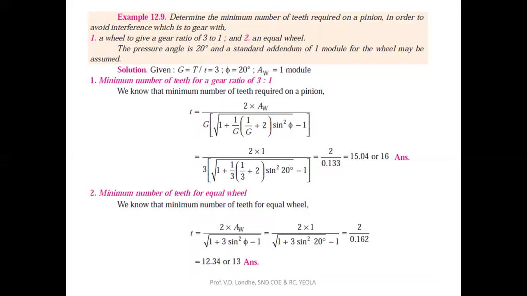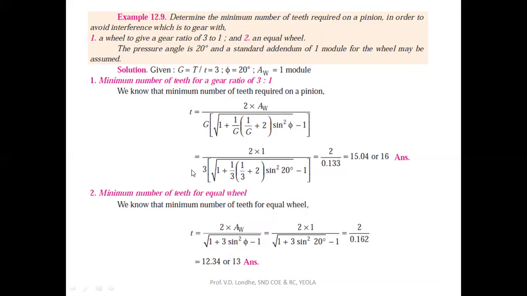So in this problem, if you see, a wheel is given with a gear ratio of 3:1, and the pressure angle is 20 degrees with module as 1. And here the addendum coefficient for the wheel is taken as 1 module. So in order to find the minimum number of teeth on the pinion, this is the formula, and by this formula we can calculate the number of teeth required to avoid the interference.